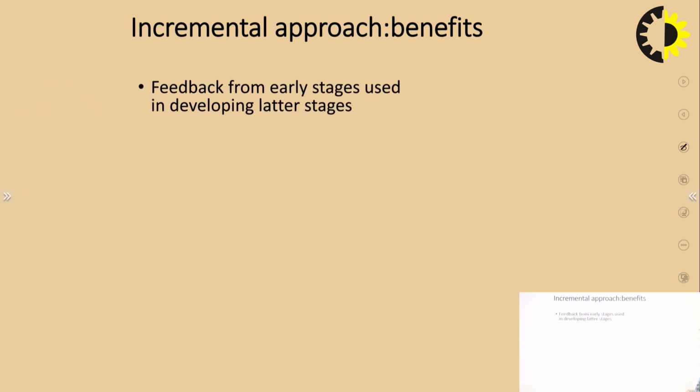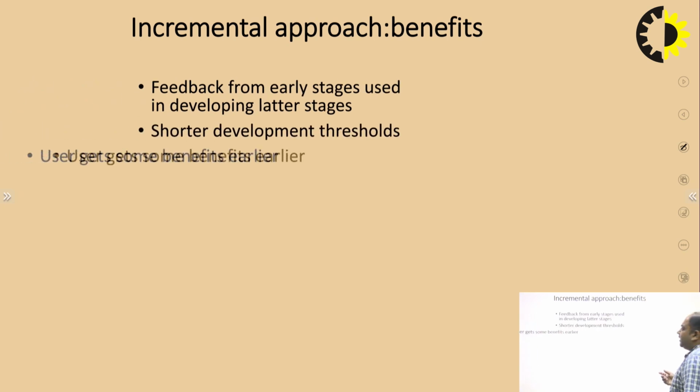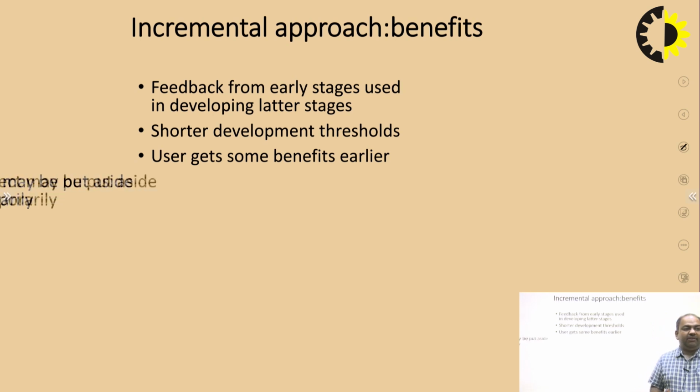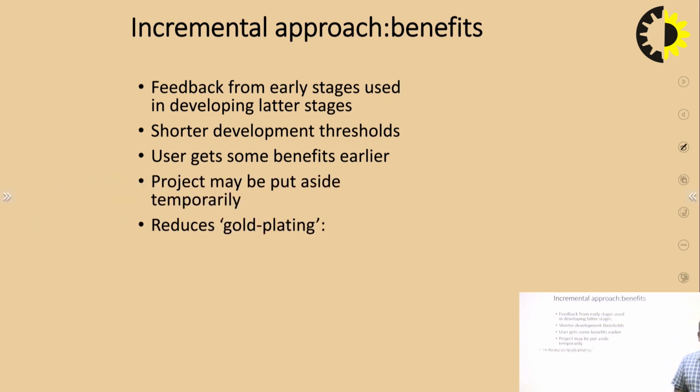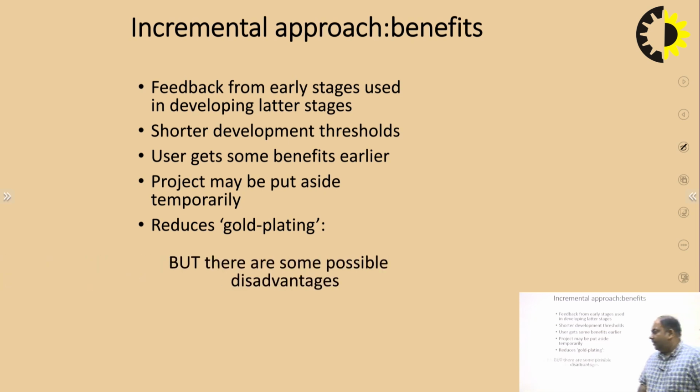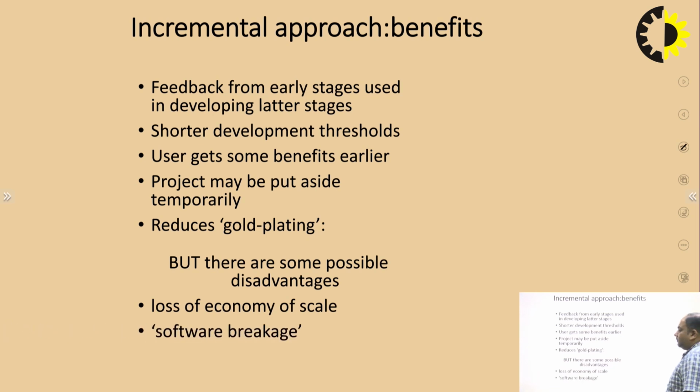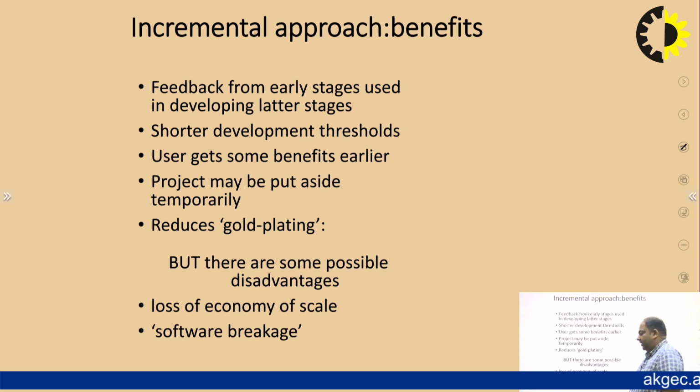Its benefits are feedback at the earlier stages, shorter development threshold, user gets some benefits earlier, project may be put aside temporarily, and reduced gold plating. What is gold plating? Gold plating means we cannot say that our project is the best or what we have done is the best. So, it will reduce the gold plating, and on the basis of the feedback we also have to change our product. And the disadvantages are loss of economy because of the change and software breakage.